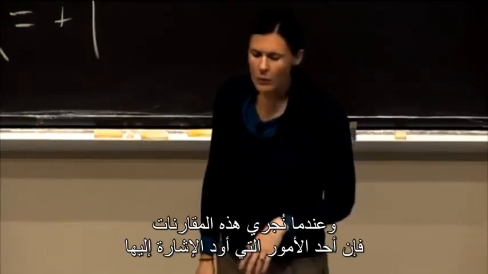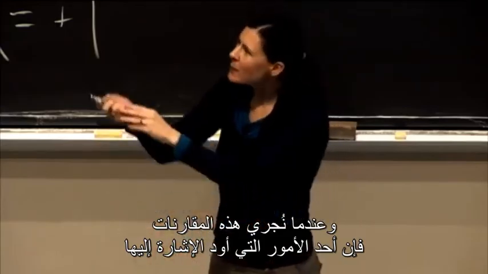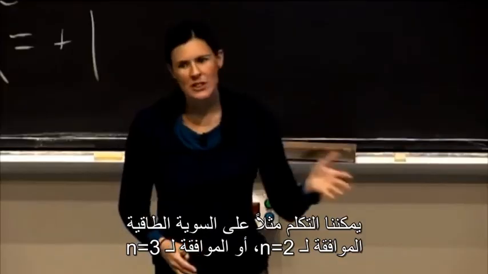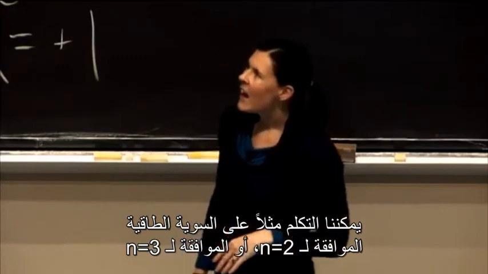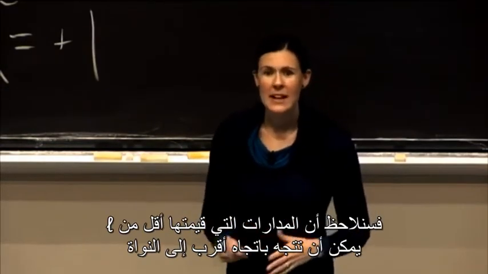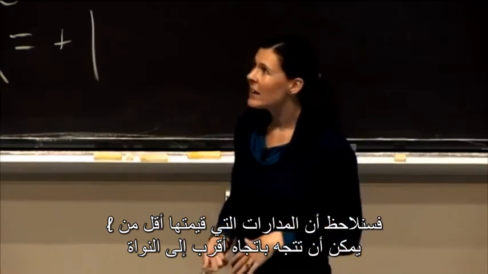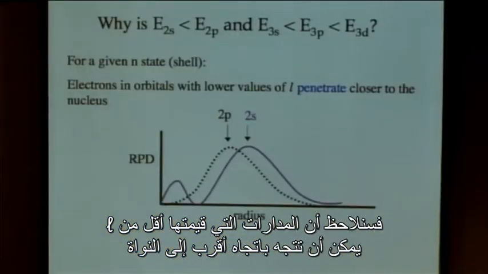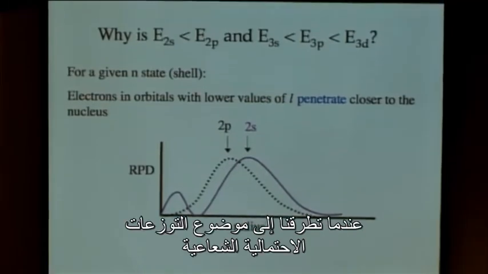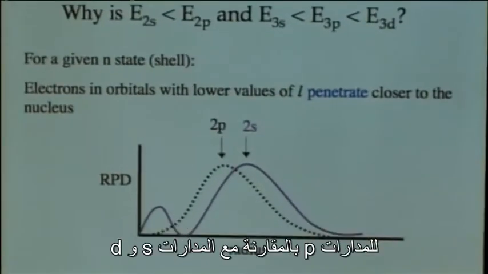When we make these comparisons, one thing I want to point out is that we need to keep the principal quantum number constant, so we're talking about a certain state, like the n equals 2 state or the n equals 3 state. And when we're talking about orbitals in the same state, what we find is that orbitals that have lower values of L can actually penetrate closer to the nucleus. This is an idea we introduced on Wednesday when we were looking at the radial probability distributions of p orbitals versus s orbitals versus d orbitals.